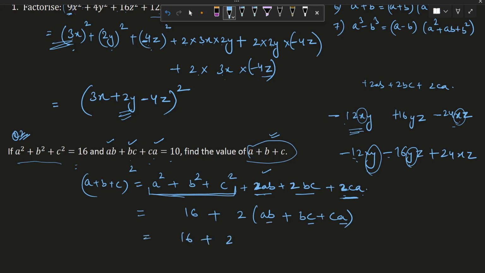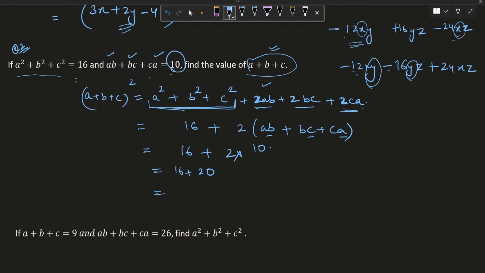Now 16 plus 2 multiplied by, what value is given for these? It is 10. So let's put the value as 10. So what is that? 16 plus 2 into 10 is 20. I got 20. So what is 16 plus 20? It's 36. This is a plus b plus c whole square.